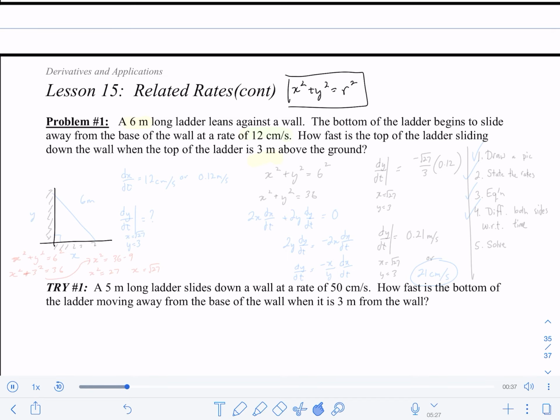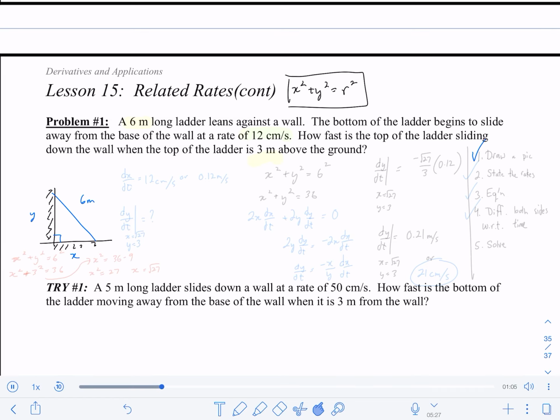So here we have a wall, and we've got the floor, and we've got a 6-meter ladder, something like this, 6 meters long. Of course, this is a right angle. I'm going to call this y and this x. I've drawn it this way to match kind of an xy coordinate plane so that it seems intuitively acceptable. So the first thing we need to do is draw a picture, which we've done.